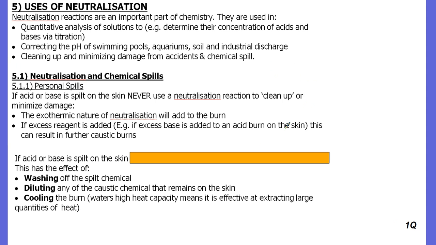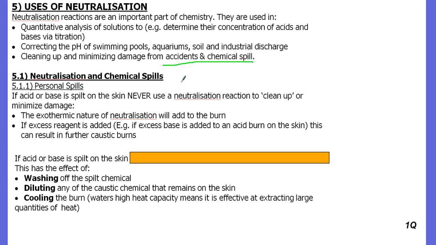We've already looked in the past, when we looked at indicators and uses of indicators, that we can use indicators to test if waste has been neutralized or not, so that's the same sort of thing. We can use neutralizations in quantitative analysis, such as titrations, which we're going to learn about very soon. You can use neutralization to correct the pH of swimming pools and fish tanks and soil and industrial discharge, and also cleaning up spills. That's what we're going to focus on now, neutralization and cleaning up accidents and spills.